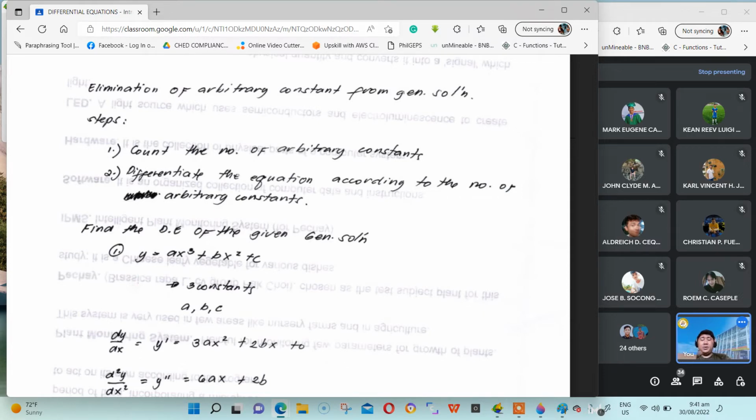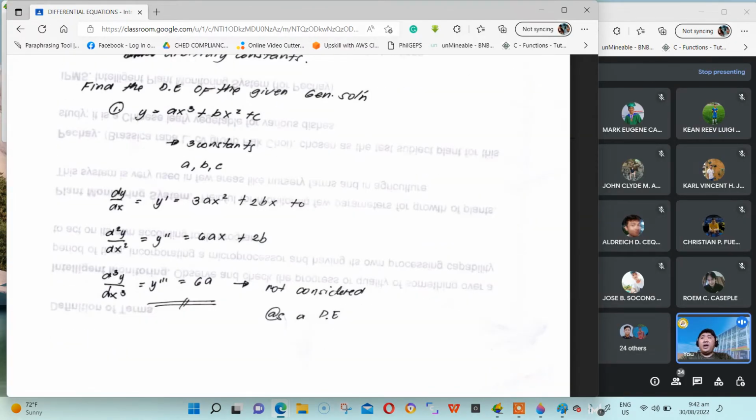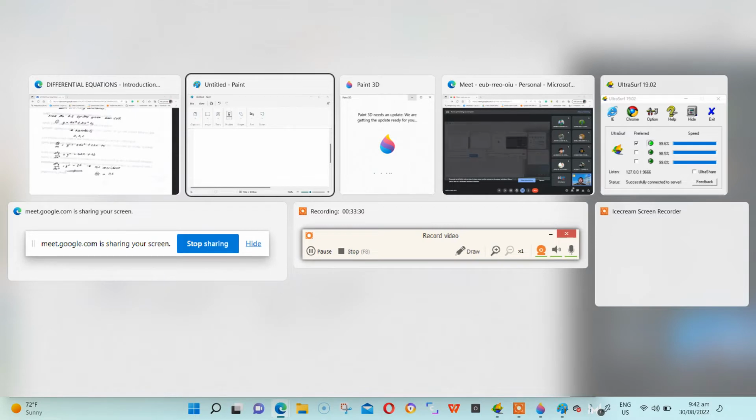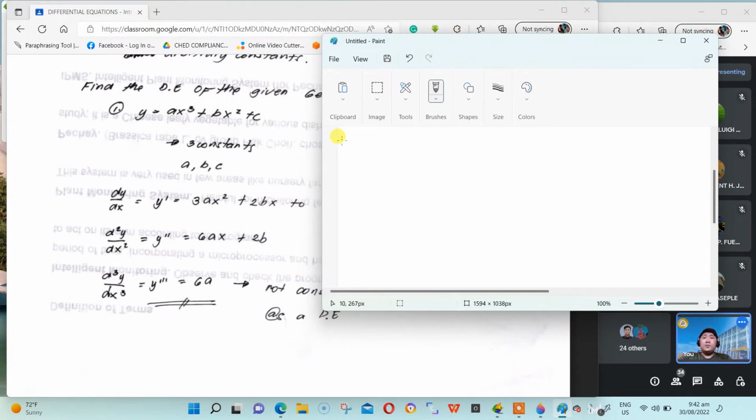The first step is to count the number of arbitrary constants. Next is to differentiate the equation according to the number of arbitrary constants, meaning you will derive it as many times as the number of constants you found in your given equation. So let's try solving this one. The given equation is y equals ax cubed plus bx squared plus c.